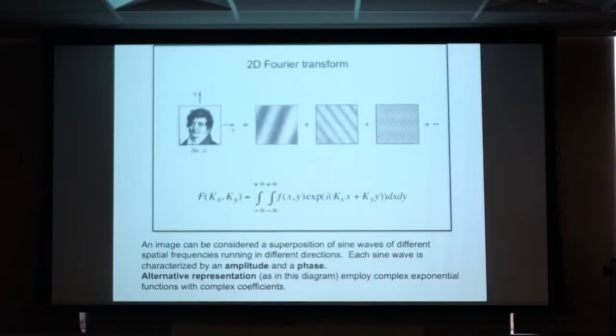So, in order to represent an image, we need to have a very large series of these elementary components, where each of them has a different amplitude and phase. Okay, so we can think of these as ordered in a two-dimensional scheme, and in this scheme every point has a different spatial frequency component, and each has a phase and an amplitude.